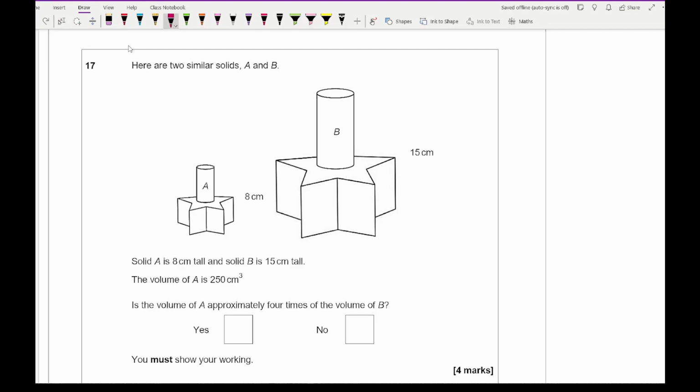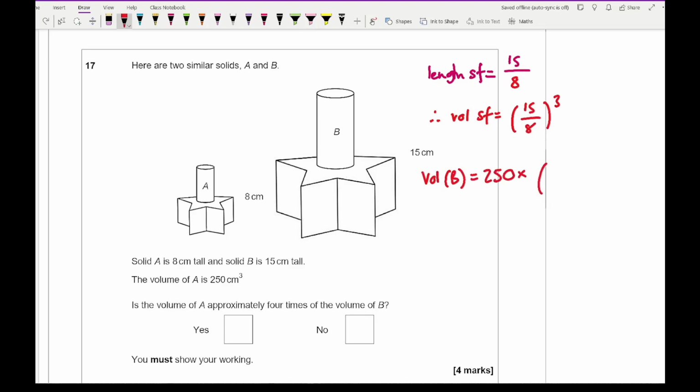So the first thing we need to work out is the length scale factor. Now the length scale factor is going to be 15 over 8. I don't know why I've written 9, so let me just correct that. So it's going to be 15 over 8. So that means then that the volume scale factor is going to be the length scale factor cubed. So then to work out the volume of B, well, that's going to be the volume of A, which is 250, and we multiply that by 15 over 8 cubed.